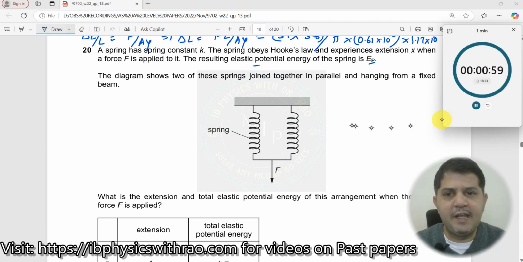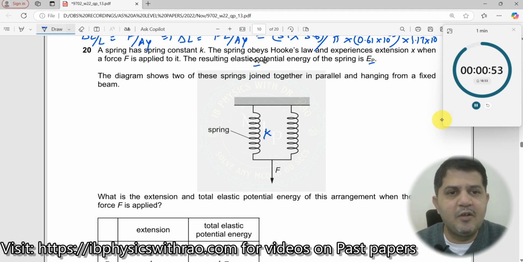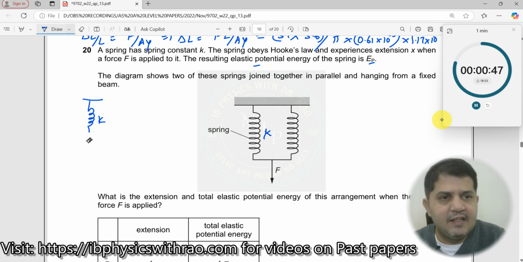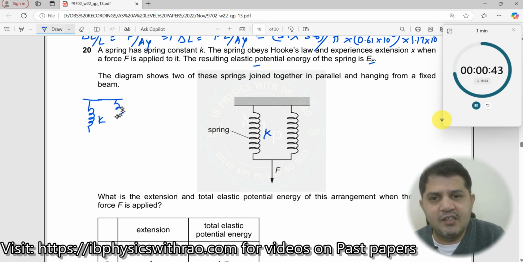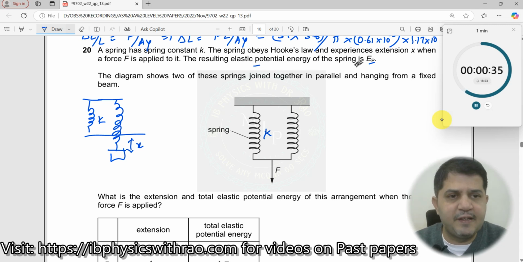Question number 20. The spring has a spring constant K. The spring obeys Hooke's law and experiences extension X. So there's initially one spring with a spring constant K, and when you apply a force F, it produces an extension X over here. So this was your force F, and it produces an extension over here. And the elastic potential energy of the spring is EP.